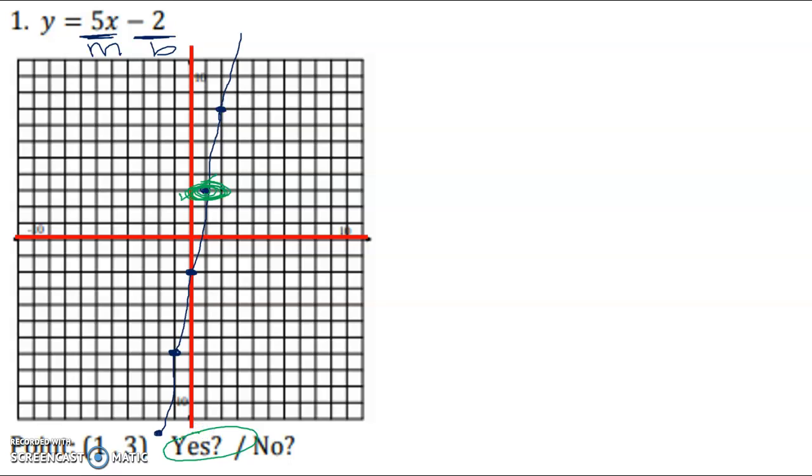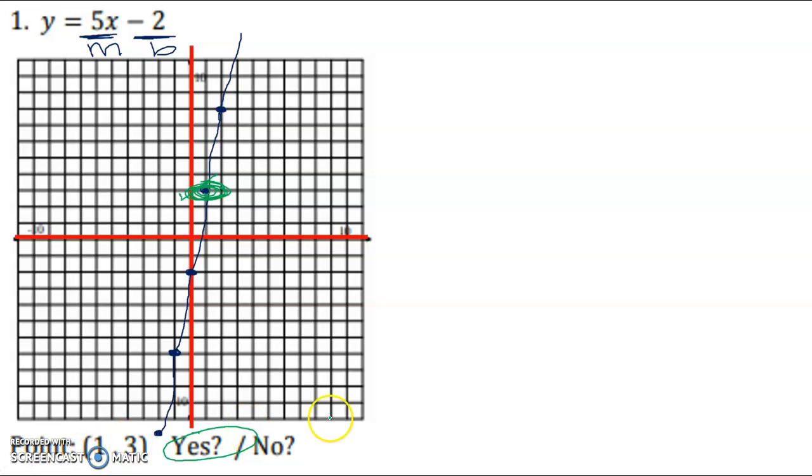Now, at the beginning, I said there were two ways that we can do this. If you really like to graph and the equation is in slope-intercept form, by all means, graph it and see if it's a solution. But maybe you don't like graphing, or maybe it's not in slope-intercept form. So there's another way that we can actually do this algebraically.